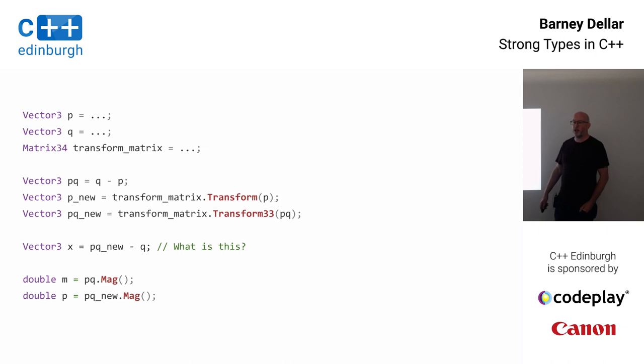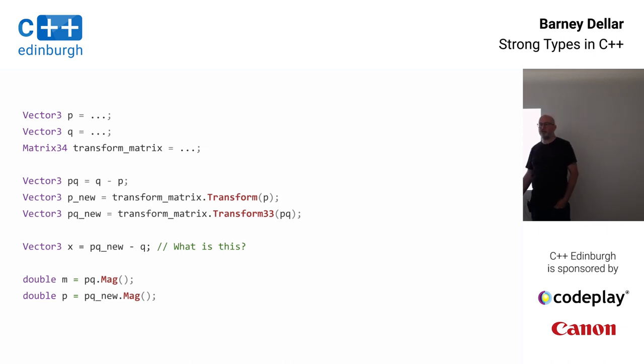We have these nice helpers like dot, cross, and norm for acting on vectors, but those same functions are also available if your vector 3 represents a point. So it's all quite confusing.